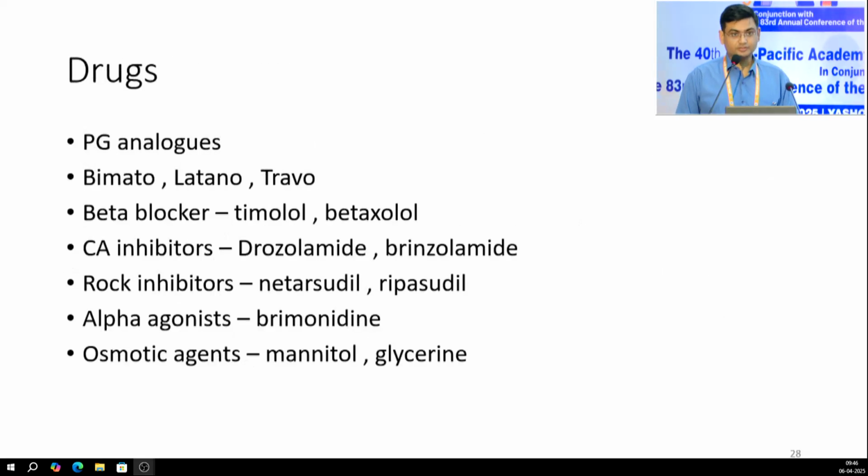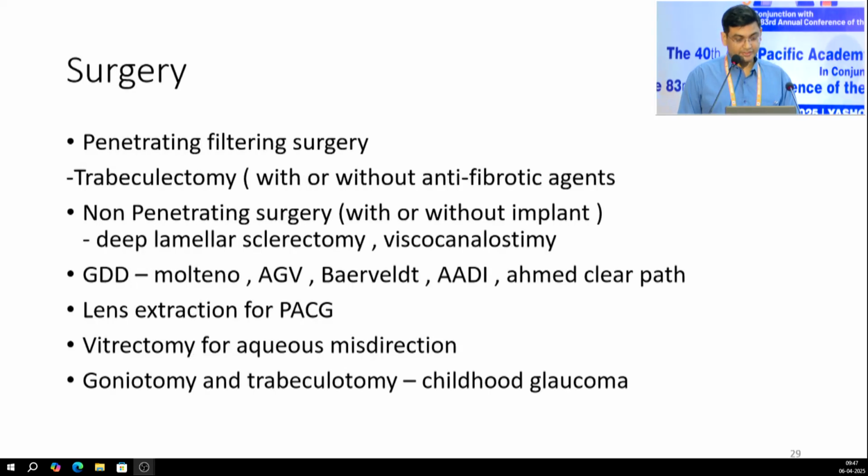So we have drugs which are prostaglandin analogs. We are all accustomed to those: bimatoprost, latanoprost, travoprost, beta blockers, carbonic anhydrase inhibitors. There is a new generation of drugs, ROCK inhibitors. I'll not go into the details.